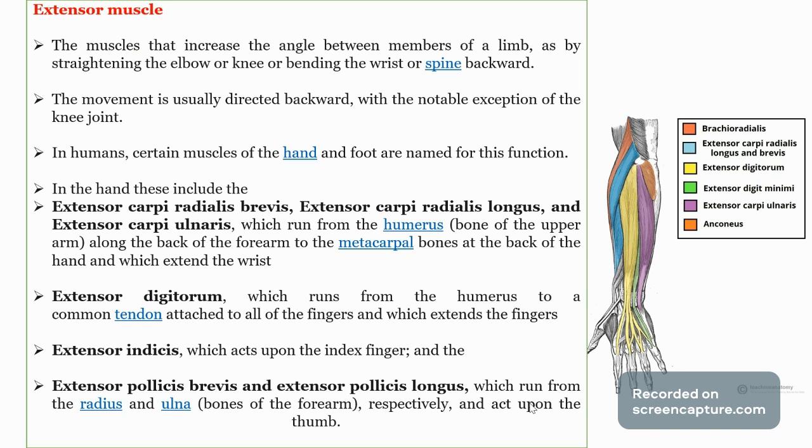And these muscles are extensor carpi radialis brevis, extensor carpi radialis longus, extensor carpi ulnaris, extensor digitorum, extensor indicis, extensor pollicis brevis, and extensor pollicis longus. All these muscles are shown in the diagram. Whenever you see this video, you can stop it and at that time you can learn all these muscles. This is only the introductory part about the extensor and flexor muscles. We shall see all these muscles in detail, for their origin, insertion, blood vessels and nerve supply, in the further part.